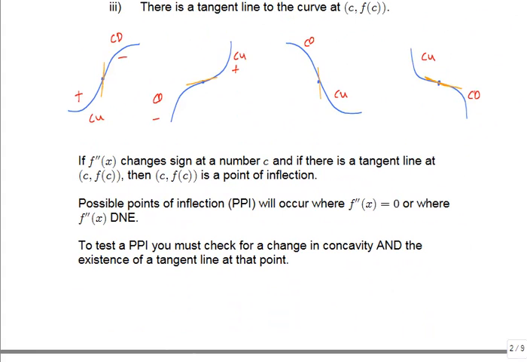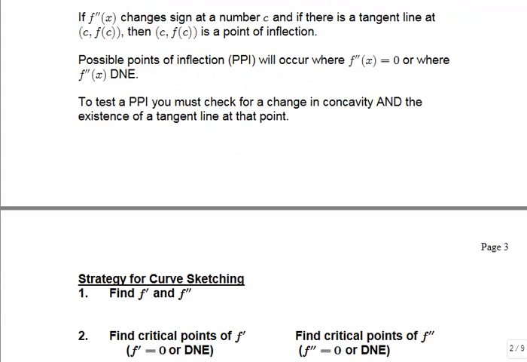To find these, what we're going to do first is find possible points of inflection, which I sometimes call PPI, and these are going to occur wherever that second derivative is 0 or where that second derivative is DNE. That doesn't guarantee that it's going to be a point of inflection. You have to actually test your possible points of inflection and make sure that a change in concavity actually happens and that tangent line needs to exist at that point. In other words, that first derivative needs to exist. Okay? So again, we will practice all of this.